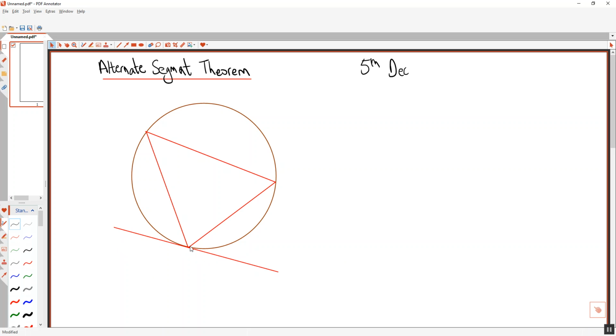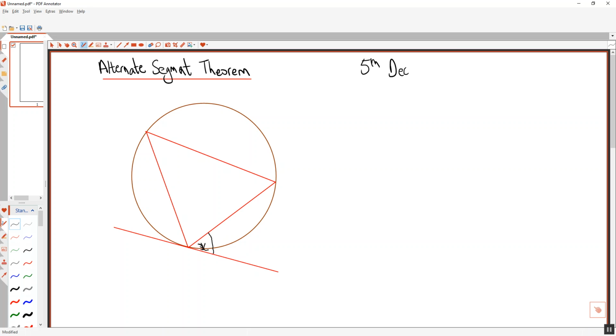Now if you've got a tangent meeting the corner of a triangle on a circle, then that tells us that this angle here, we call X.